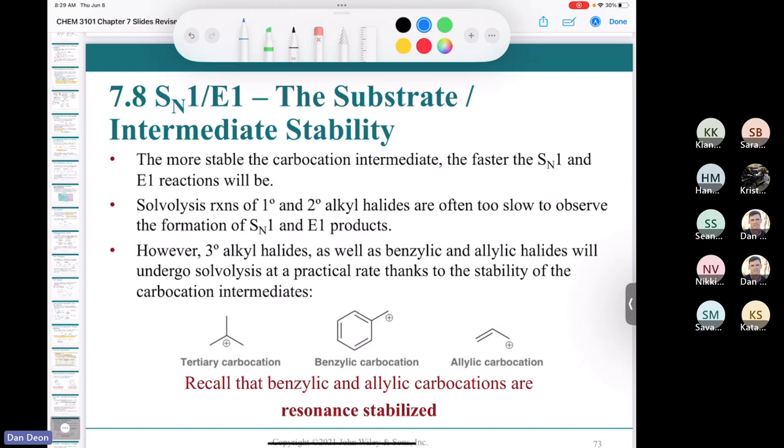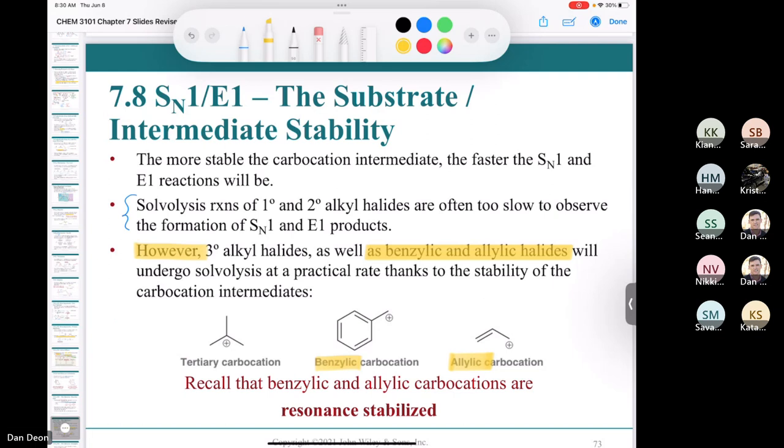First of all, if you try to do a solvolysis reaction with a primary or a secondary alkyl halide, those are so slow, it doesn't work, okay? You're not going to get a primary or secondary carbocation, so you don't get any SN1 or E1 products. However, notice there's a disclaimer, right? However, tertiary alkyl halides, as well as benzylic and allylic halides. So you need to know what a benzylic carbocation and an allylic carbocation is, because if a benzylic or allylic halide loses its leaving group as the first step, you get a stable carbocation.